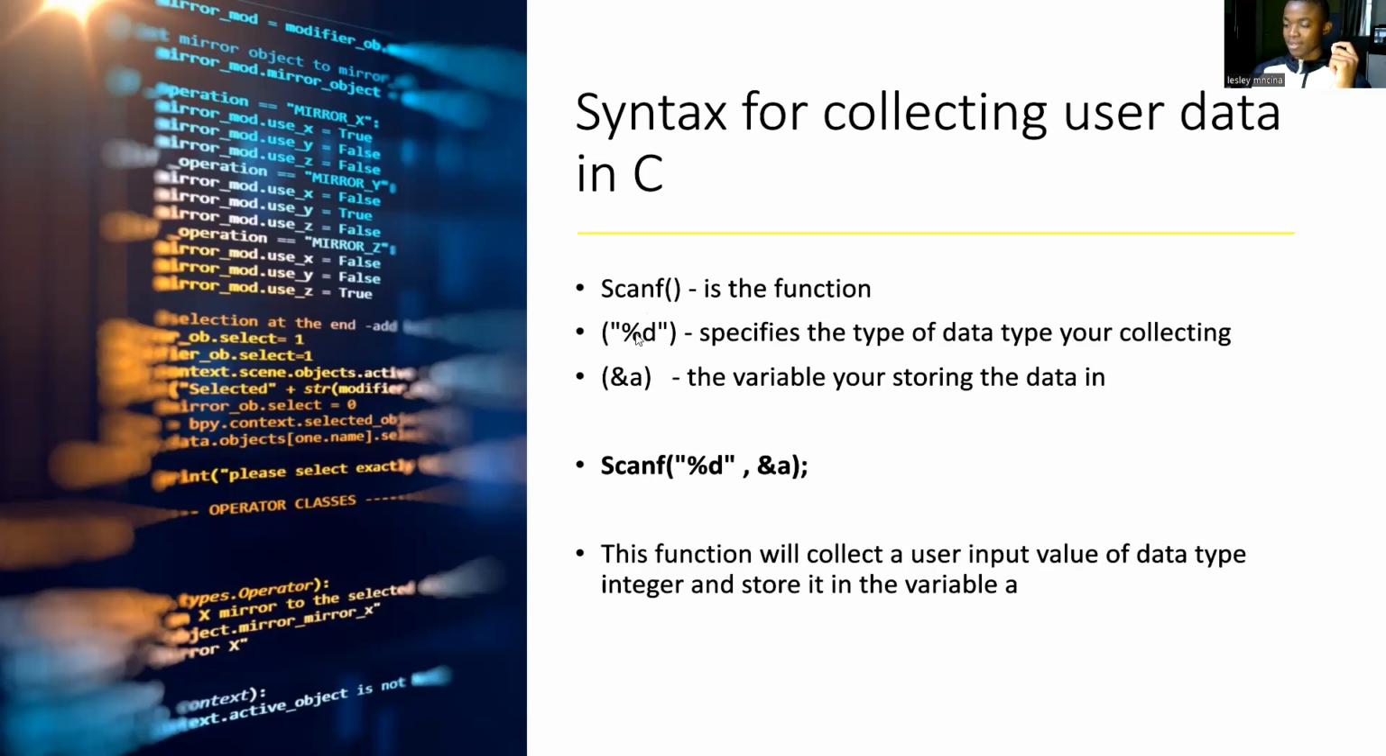This is the format specifier. What kind of data type are we collecting from the user? We're collecting an integer data type. It specifies the type of data you're collecting from the user. It tells the machine, oh, we're collecting an integer data type, okay? And the variable you're storing the data in. Once we have the data from the user, where do we store it? We store it in this variable right here, which is a.